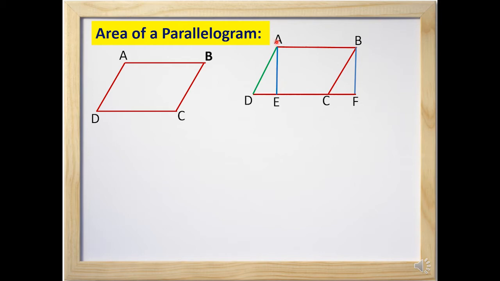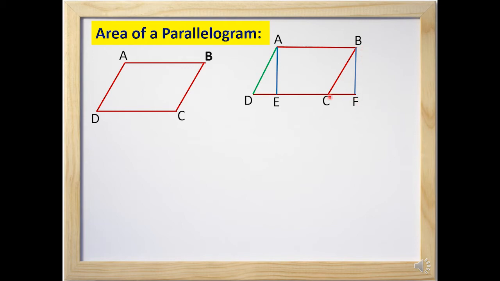Understood? And we know angle AED is a 90-degree angle and angle BFC is also a 90-degree angle. Clear? And then one of the legs, that is AE, is equal to BF, since AE and BF are both the heights of the parallelogram. Is it clear, children? So by RHS congruency, triangle AED is congruent to triangle BFC.